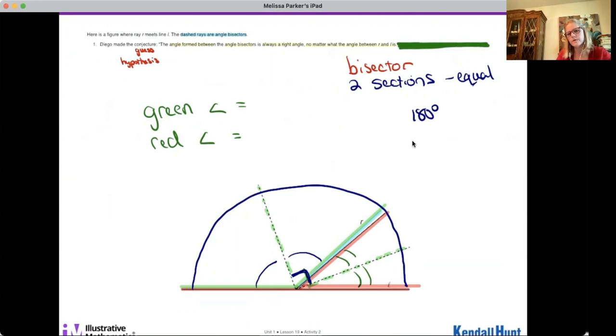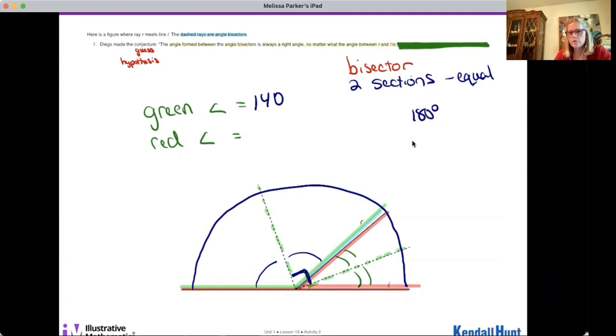So what's the first thing you did? Okay, so you assigned a value to the green angle. Oh, you noticed it was bigger, so it would be probably a larger number, right? Okay, so what did you give it? 140. Okay, good. Okay, how about the red angle? And how did you come up with that?